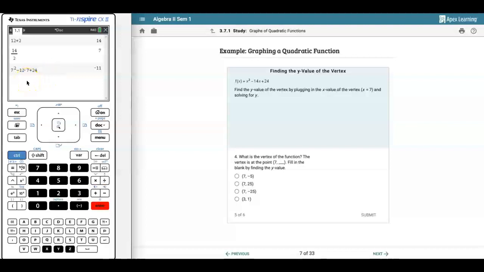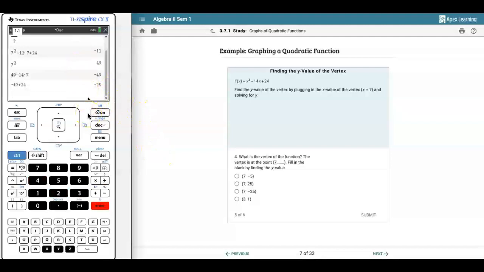I've got 7 to the power of 2, 49, minus 14 times 7, plus 24. There we go.